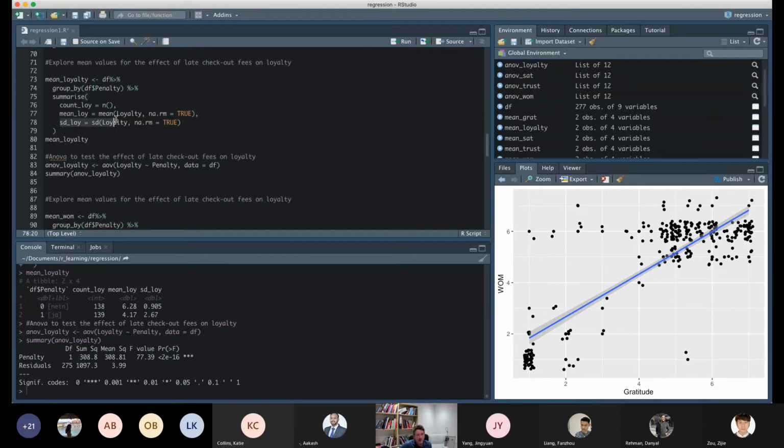And this command here is standard deviation. So I tell R, okay, please also calculate the standard deviation for loyalty in the two groups and save it in sdloy. And again, missing values, please ignore them. So that's this first command. And then I tell R, please give me the output, because I saved this all in mean loyalty.